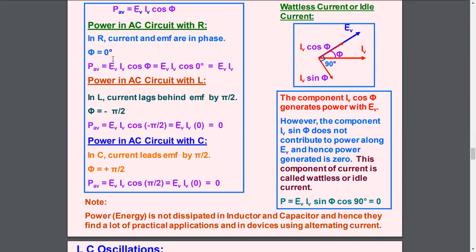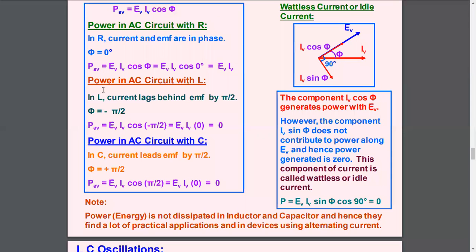So far we know that across a resistive circuit, the value of phi is 0. Therefore, ERMS into IRMS into cos 0 equals ERMS into IRMS. That is the maximum power dissipated across the resistor in the LCR circuit.